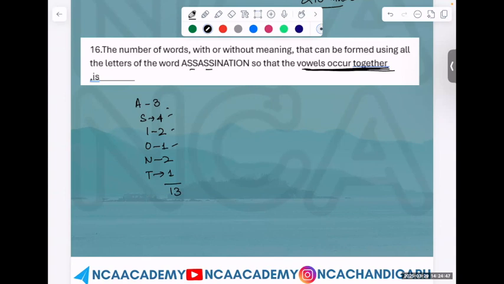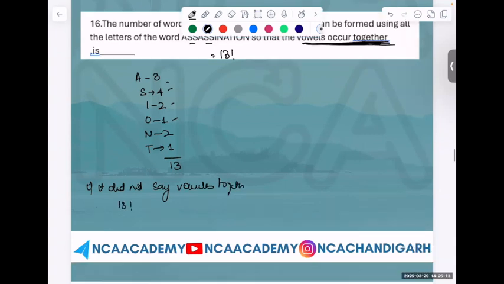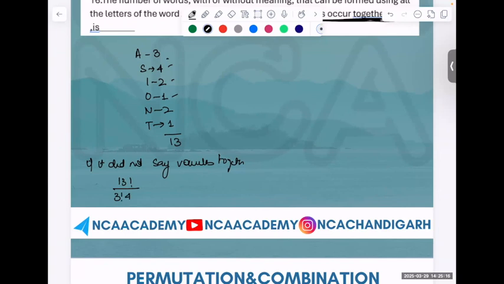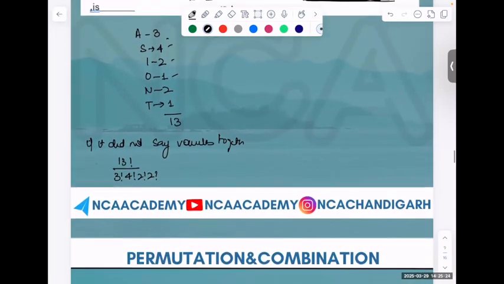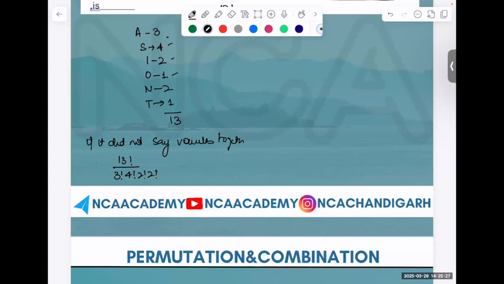But if I did not say vowels together, I would have taken it as 13 factorial divided by 3 factorial, 4 factorial, 2 factorial, 2 factorial. If it did not say vowels together, what's your answer? I'm just saying, what is my answer? 13 factorial divided by 3 factorial, 4 factorial, 2 factorial, 2 factorial. That's it, simple, no? Now let's put all the vowels together. 13 factorial is the number of ways. 13 alphabets, so 13 factorial.